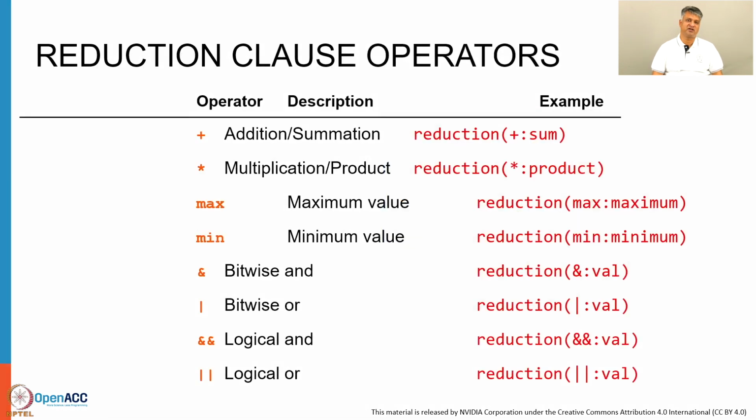So what are the different reduction clause operators that are possible? Very similar to OpenMP and MPI, we can do an addition, a summation, we can do a multiplication, a product, we can do max-min, bitwise ANDs, bitwise ORs, logical ANDs and logical ORs.